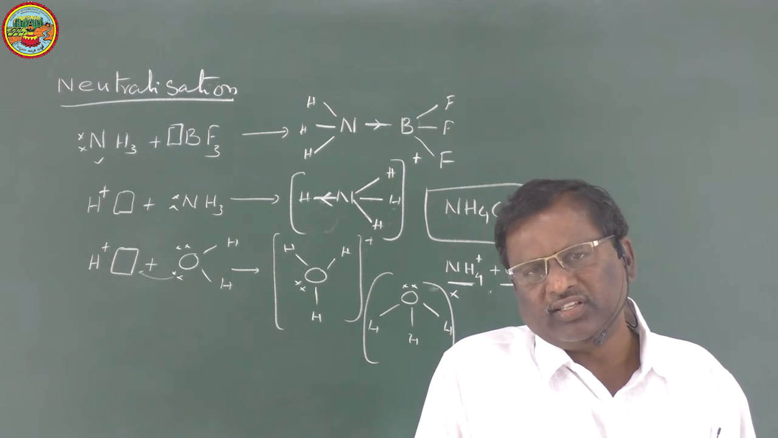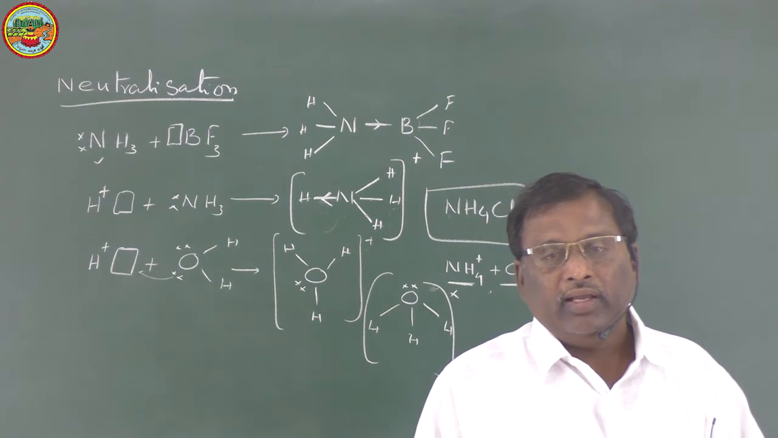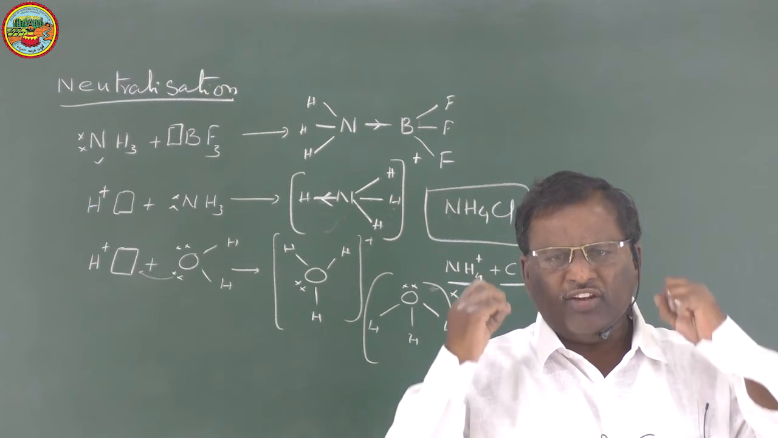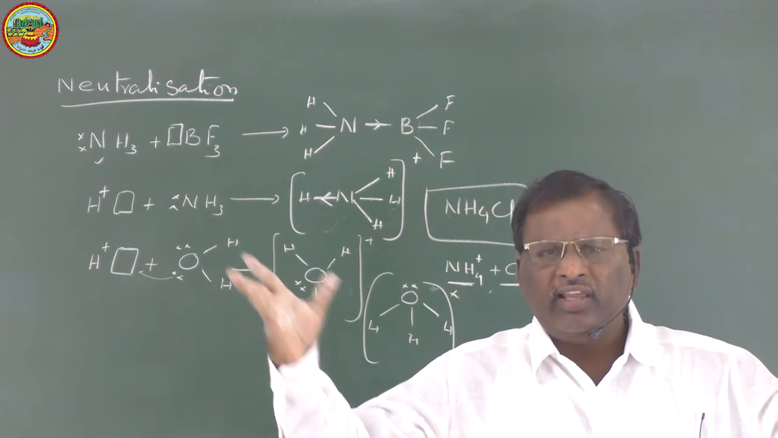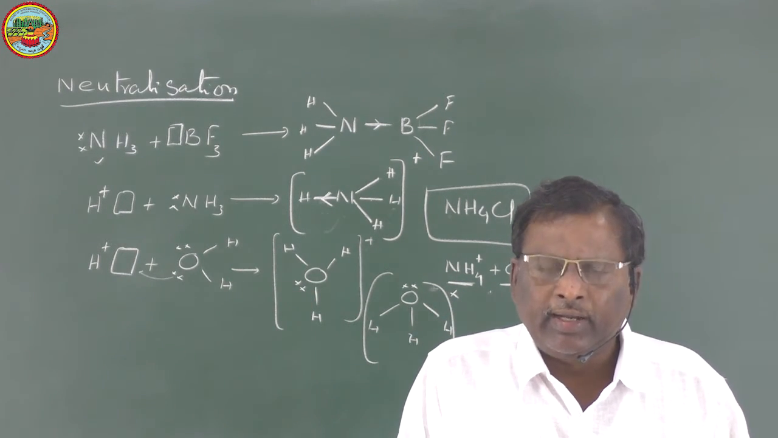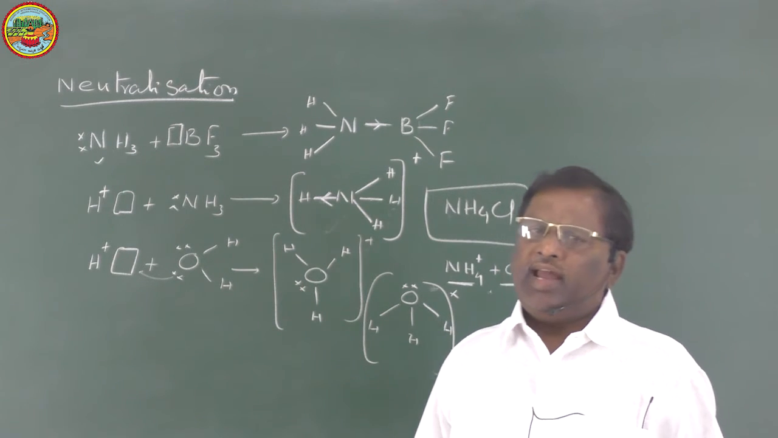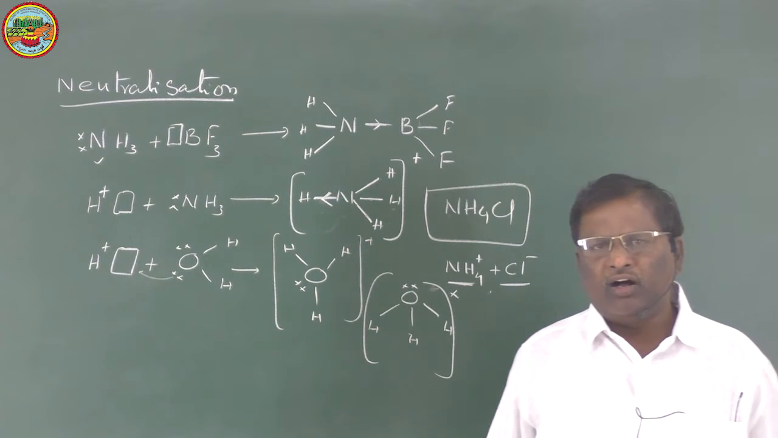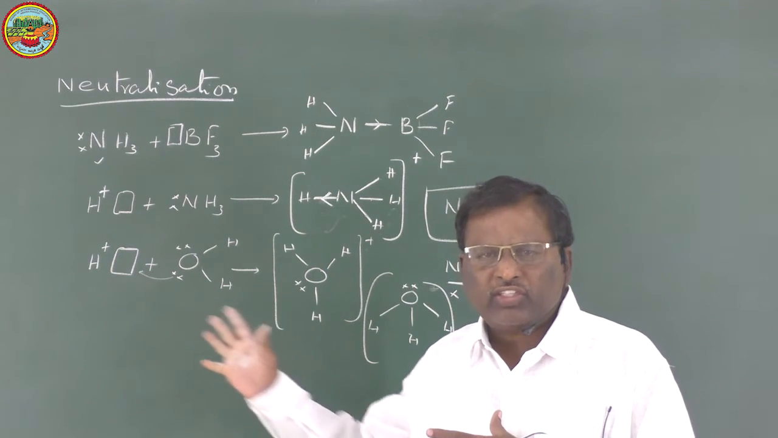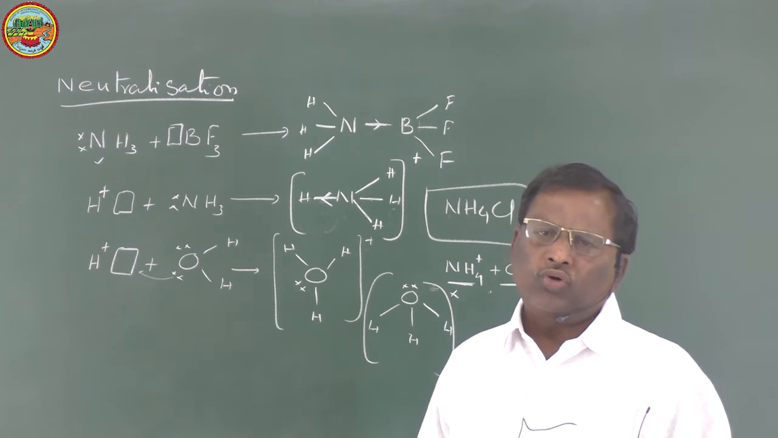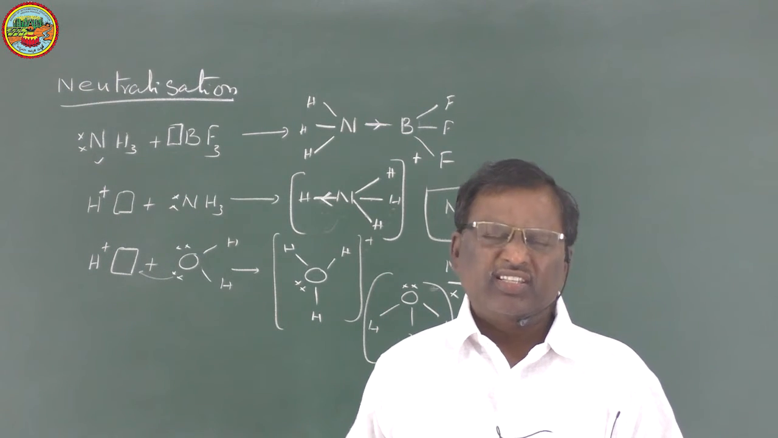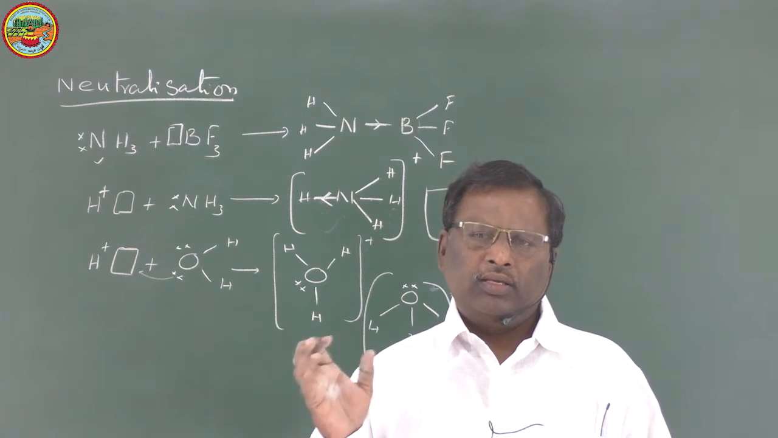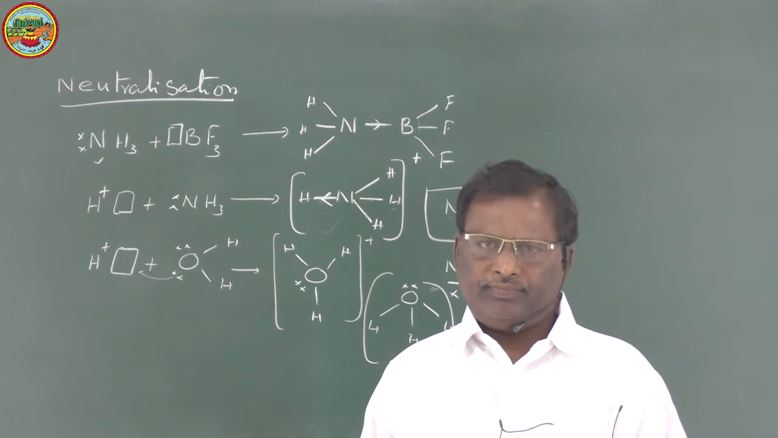Another important defect of this theory is this. Neutralization reaction is a very fast reaction. Within a fraction of a second, instantaneously, the reaction will be completed. But here, the acid-base reaction is explained in terms of a very slow process, that is the formation of a covalent coordinate bond, which is not proper at all. So these are the main defects of this theory.